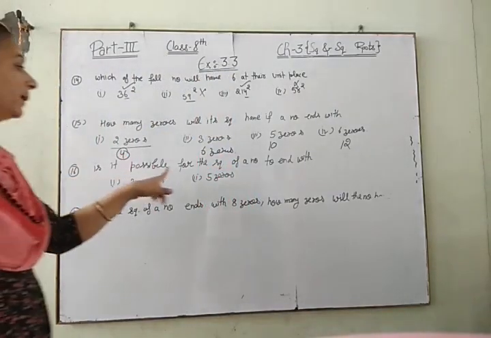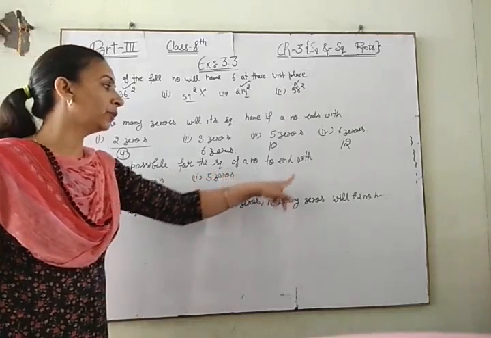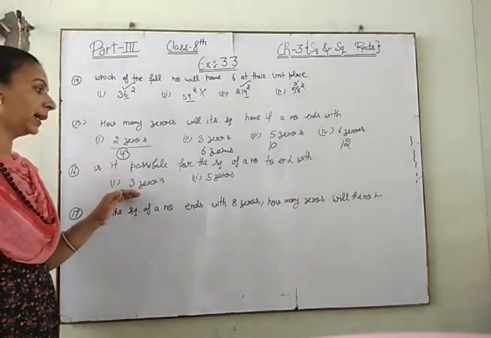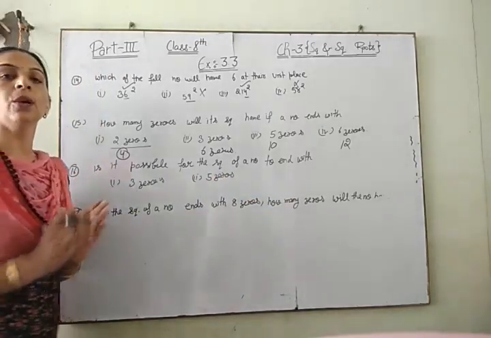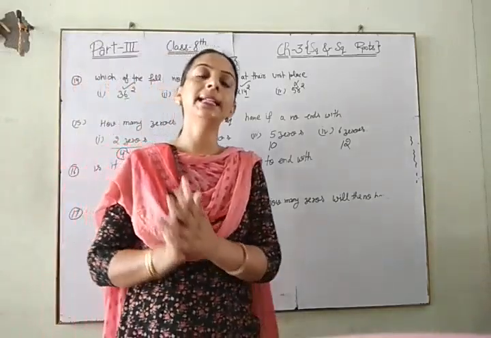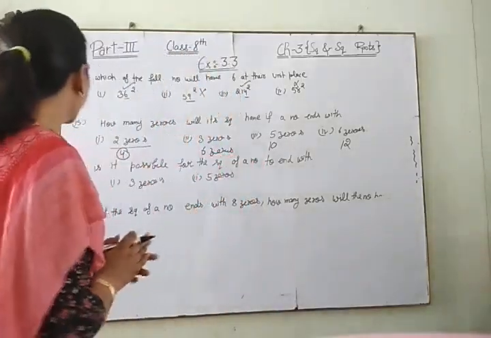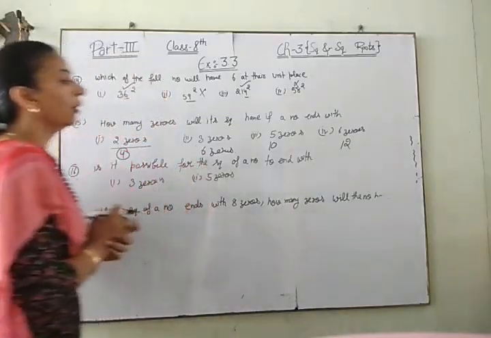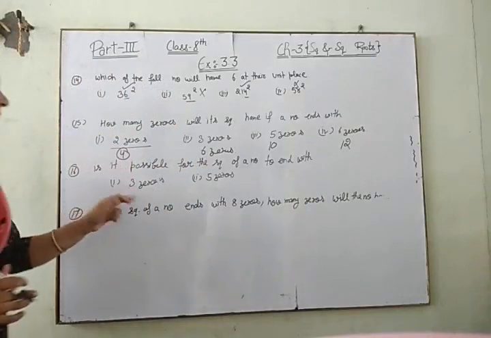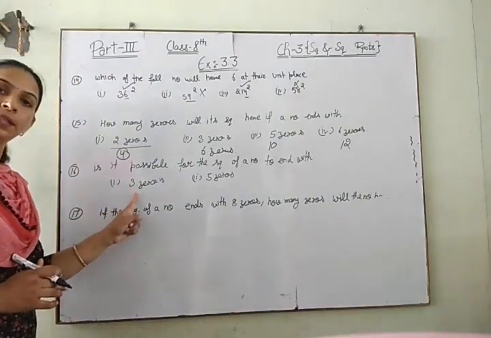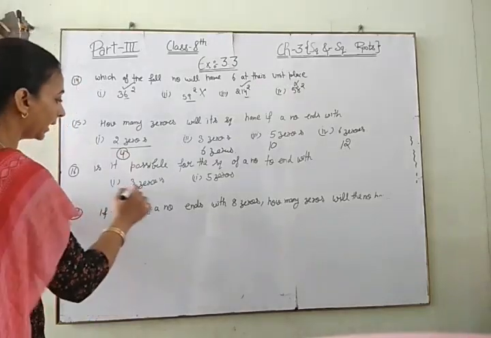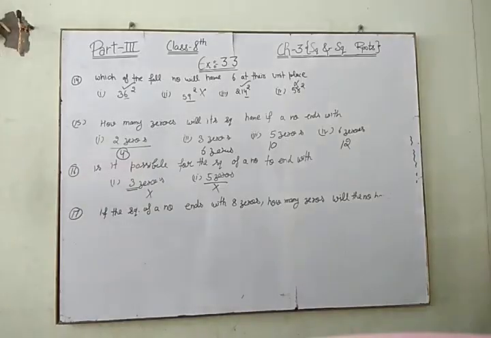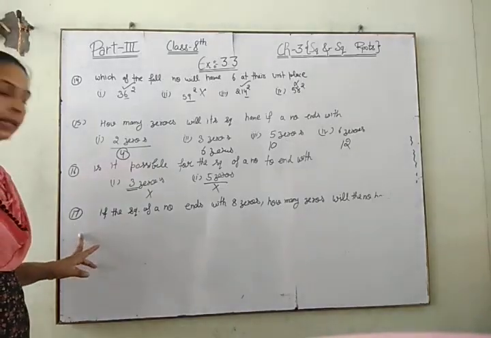Okay. Next is question number 16. Is it possible for the square of a number to end with 3 zeros? Students, this is not possible. If a number ends with an odd number of zeros, then that number is not a perfect square. In this question, is it possible for the square of a number to end with 3 zeros? No. If a number ends with an odd number of zeros, then that is not a perfect square. There is an odd number of zeros. Okay.